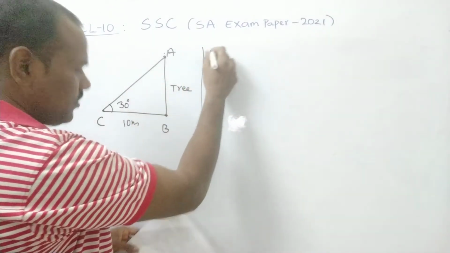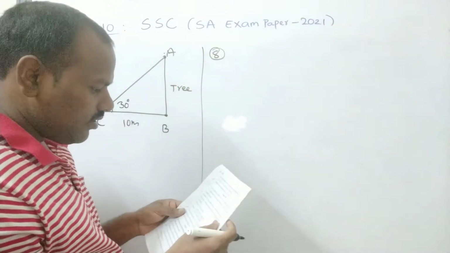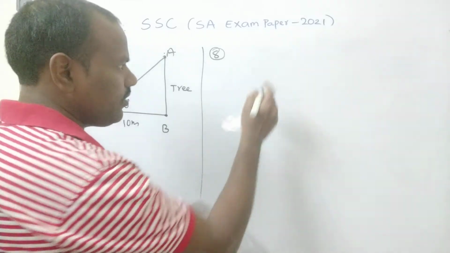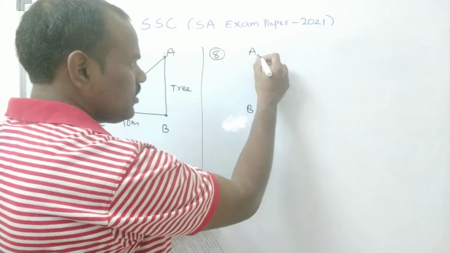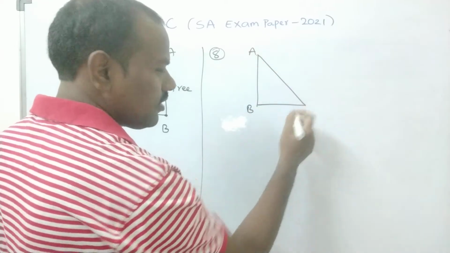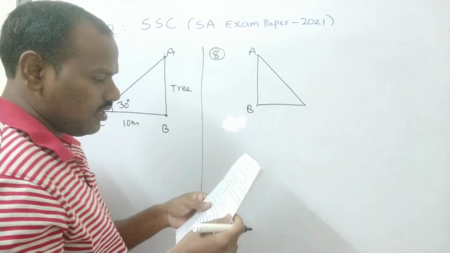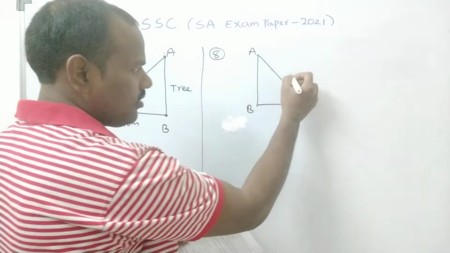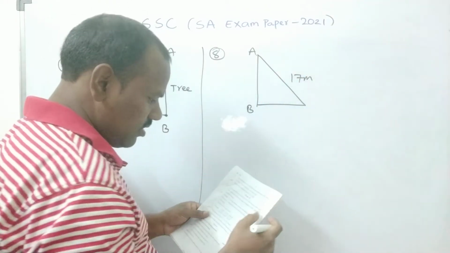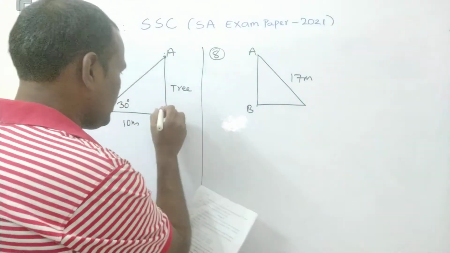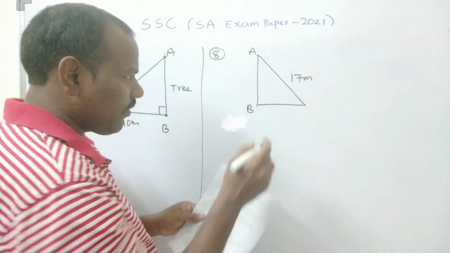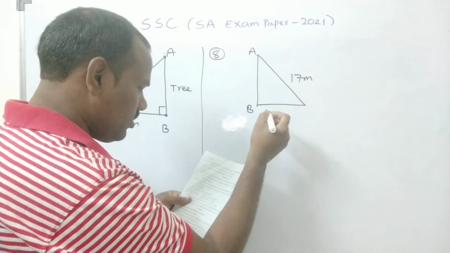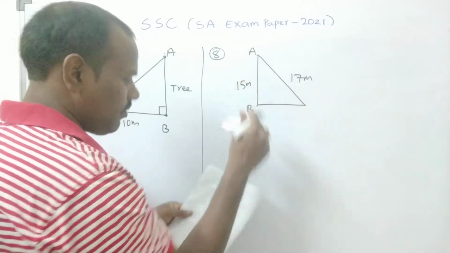So 8th question. A ladder 17 meters long reaches the window. So imagine this is a window. AB is actually the wall. So it reaches the window here. Okay, this ladder will be slant only. 17 meters long. Reaches a window, and actually here is 90 degrees. Reaches a window of 15 meters above the ground. So 15 meters is the height above the ground.